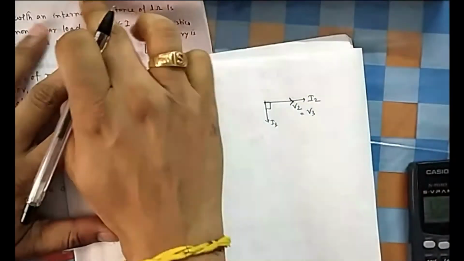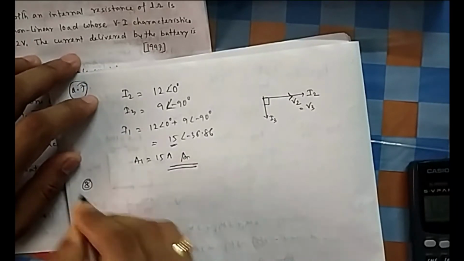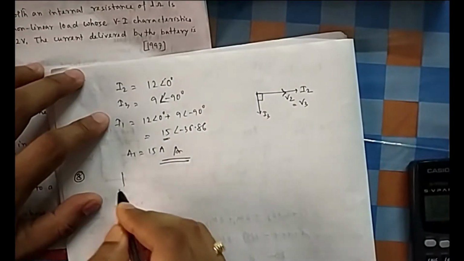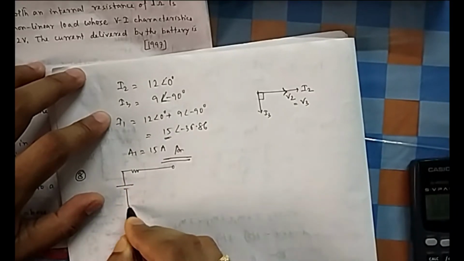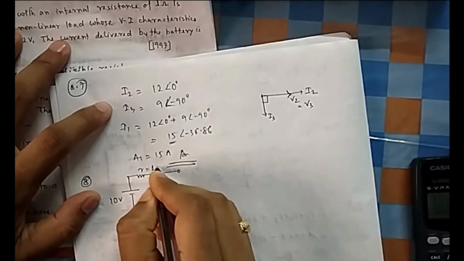A battery with an internal resistance of 1 ohm is connected across a non-linear load whose VI characteristic is given by this. So you have a battery and the internal resistance, let the resistance be represented by this. This is the resistance, and it is a 10 volt battery, and this resistance is 1 ohm.